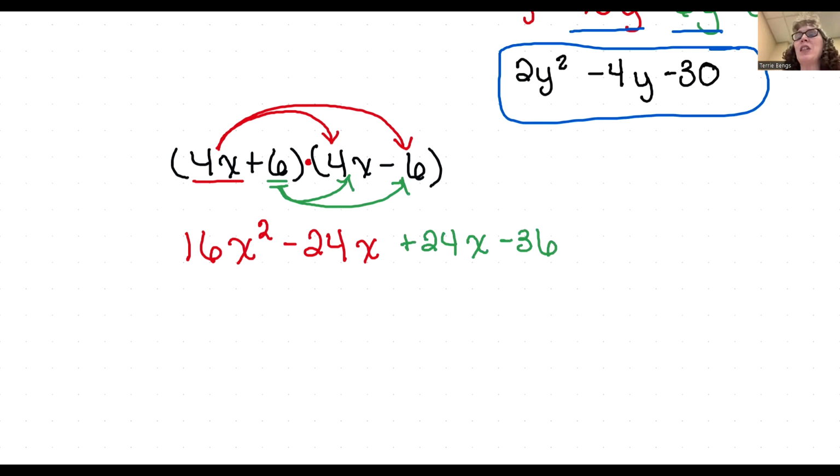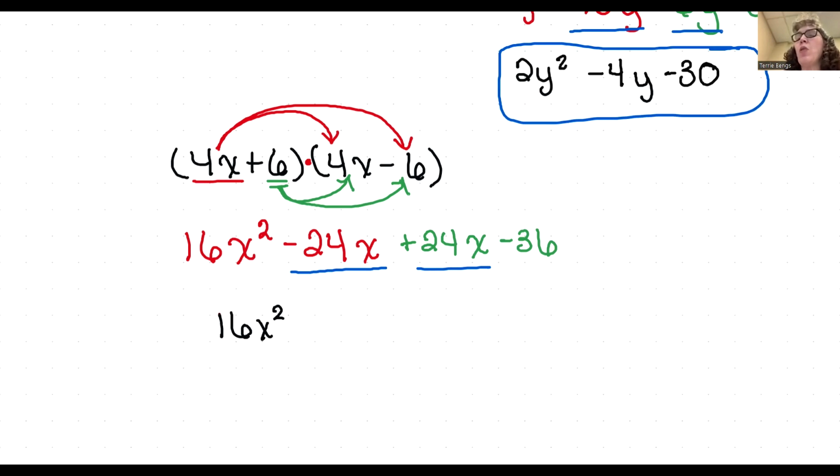Can we combine any terms? Yes. We have a negative 24x and a positive 24x. They both have an x, so they are considered like terms. So let's combine them together. All right, that 16x squared, it didn't combine with anybody, so we just bring it straight down. But now we have negative 24x plus 24x. Well, negative 24 plus 24, that equals 0.